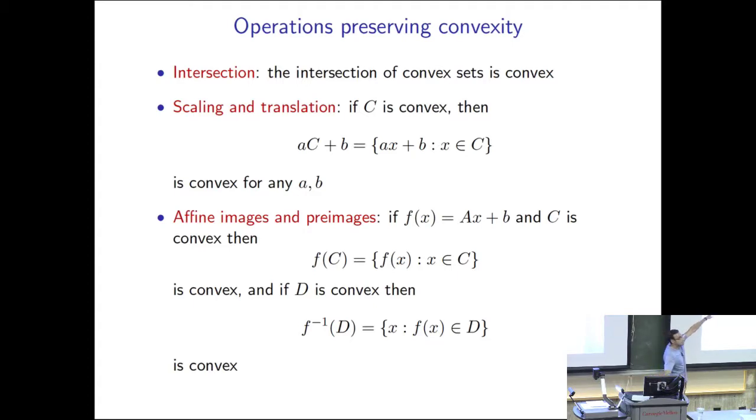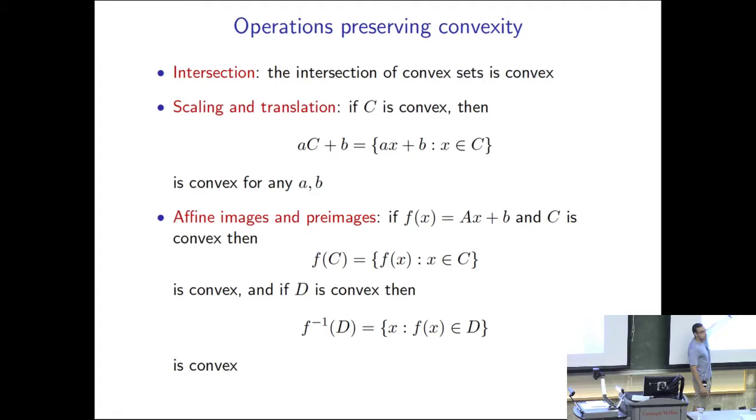If you scale and/or translate a set, then it's convex. So this means multiplying every element in the set by a scalar, or adding a vector to every element in the set. So if I write A times the set C plus b, I mean the set of all Ax plus b for points x in the set C. That's convex if C was convex in the first place.